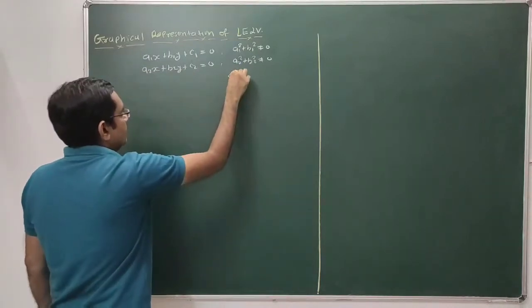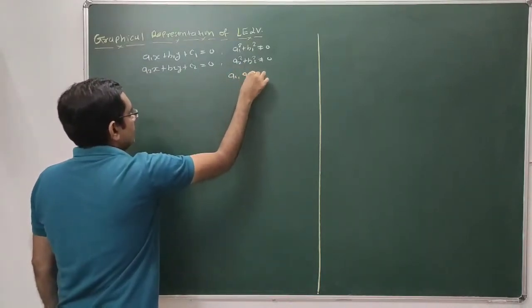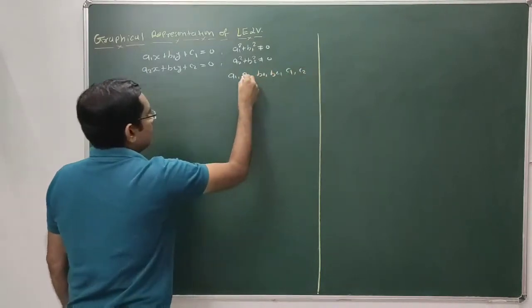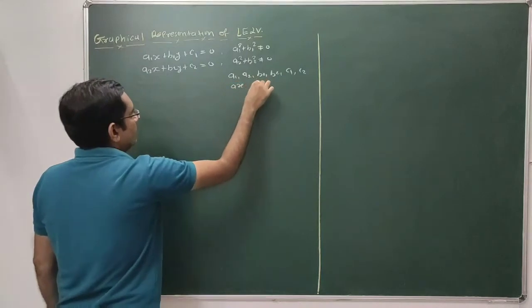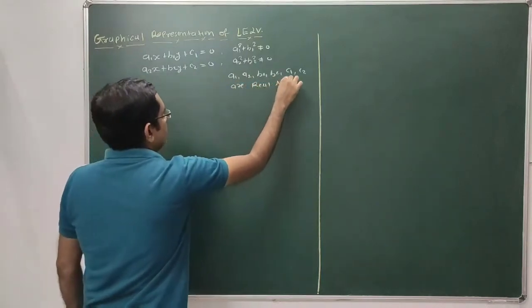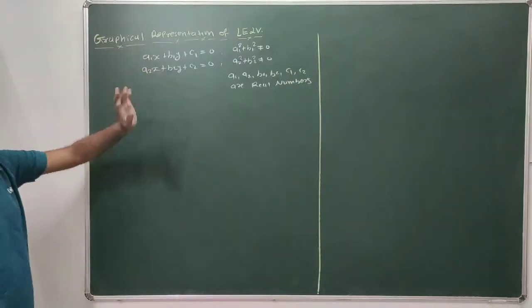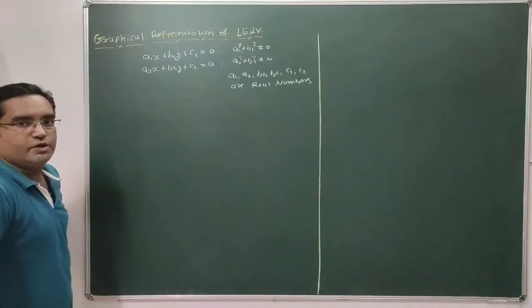So here a1, a2, b1, b2, c1, c2 are real numbers, and our two variables are x and y. So this is linear equations in two variables.